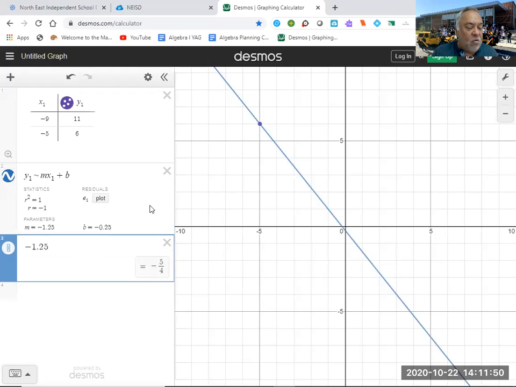Number 26 is a graph, but the 2 points you can pick are the y-intercept and the x-intercept. Number 27 is another table, and number 28, they actually give you 2 points. Just put it in this table here, bam. Slope comes right out, the y-intercept comes out if you need it, and there you go. That's how you do those problems.